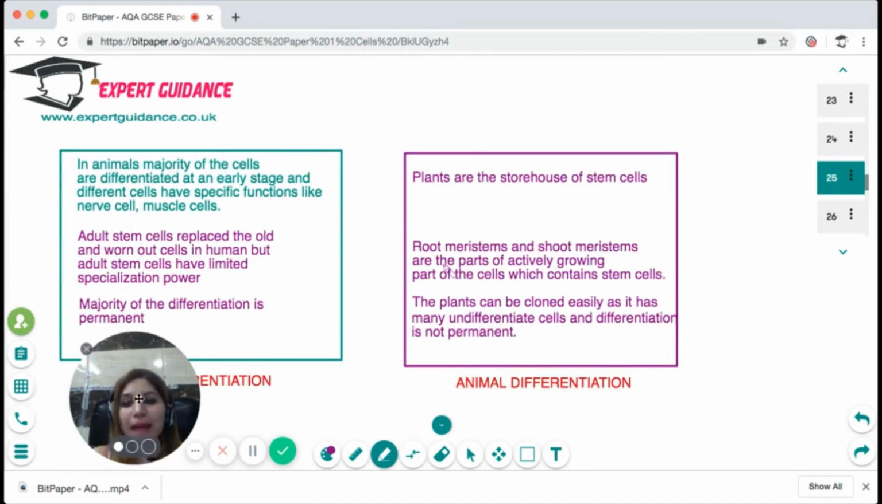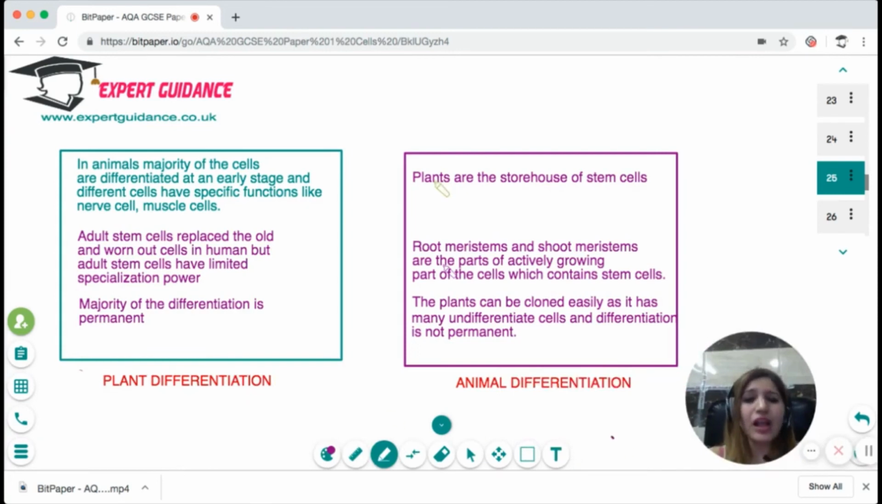In plants, the majority of the cells are stores of stem cells. The root meristem and shoot meristem are the actively growing parts which contain the stem cells. We can take those and make a new plant. A plant can be grown easily because the majority of its parts are not differentiated, and for the ones which are differentiated, the differentiation is not permanent. So it can be reversed.